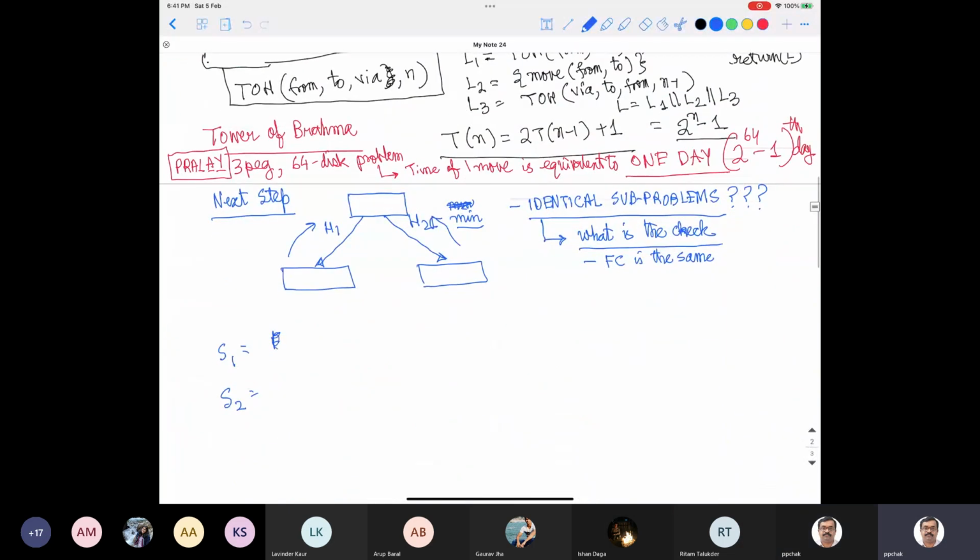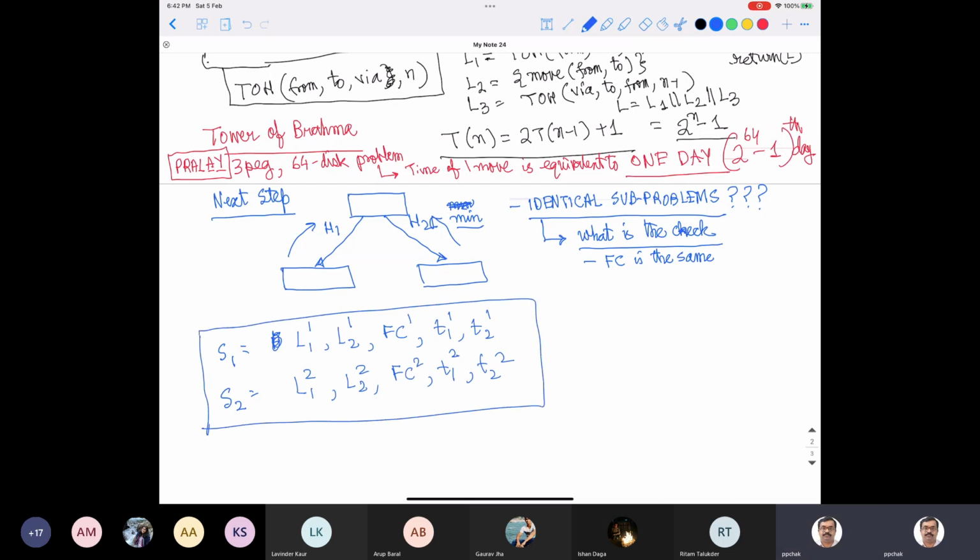Okay. So let us say L1,1 for S1, L2,1, FC1, T1,1, T2,1. This is L1,2. This is L2,2. This is FC2. This is T1,2. This is T2,2. These are two subproblems. When will we identify them as identical? What do we mean by identical? The solution below them will be the same. Solving any one of them is enough for me. I don't need to solve the other.